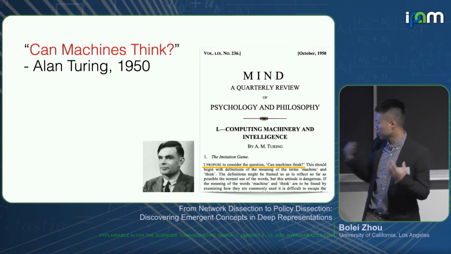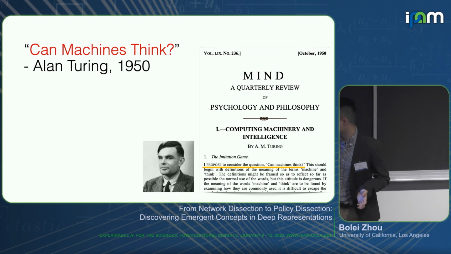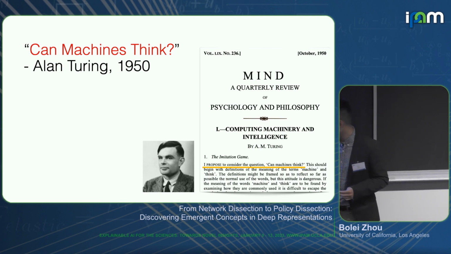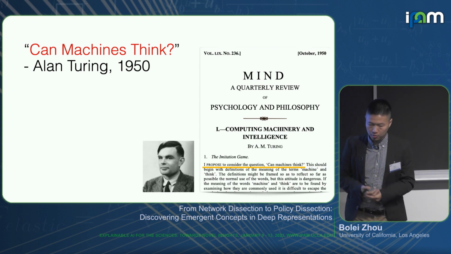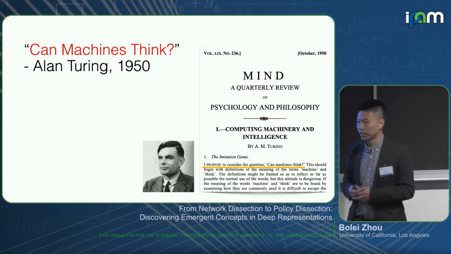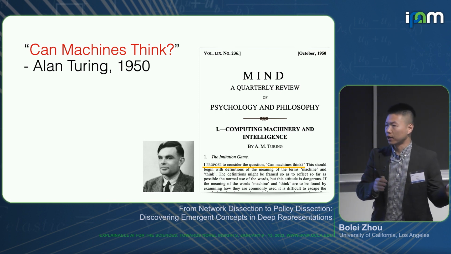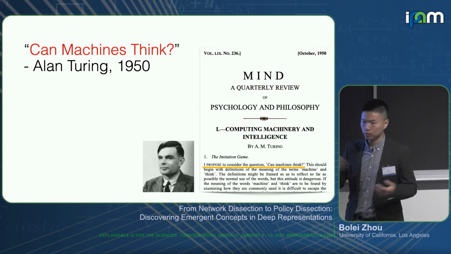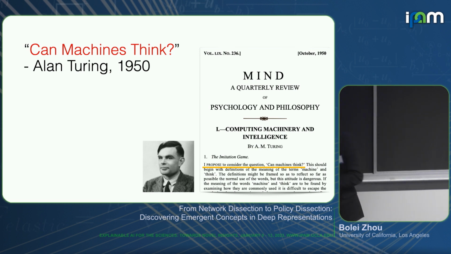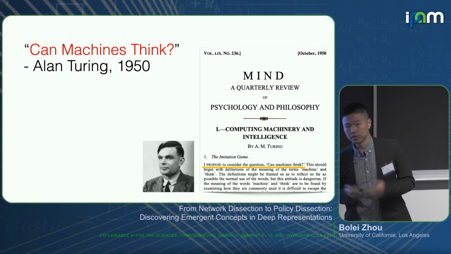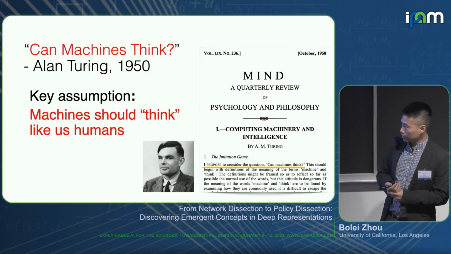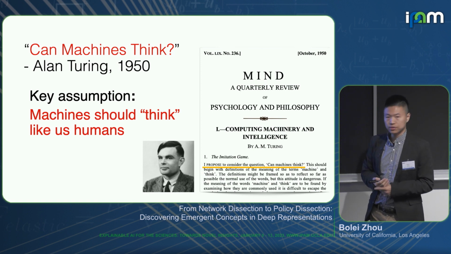Can machines think? He said its definition should boil down to two parts. One is the word machine, and the other is the word think. Machine, right now we can interpret as data-driven AI models that can crunch a lot of data and reach human-level performance. Then the think. Here the underlying assumption is that a machine should think like us humans, right?